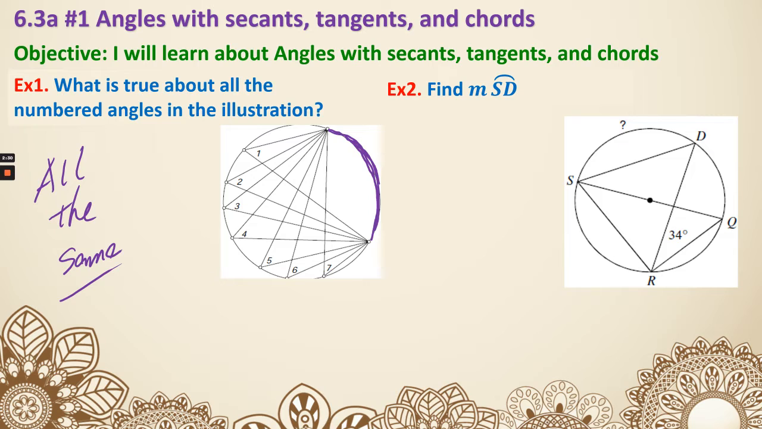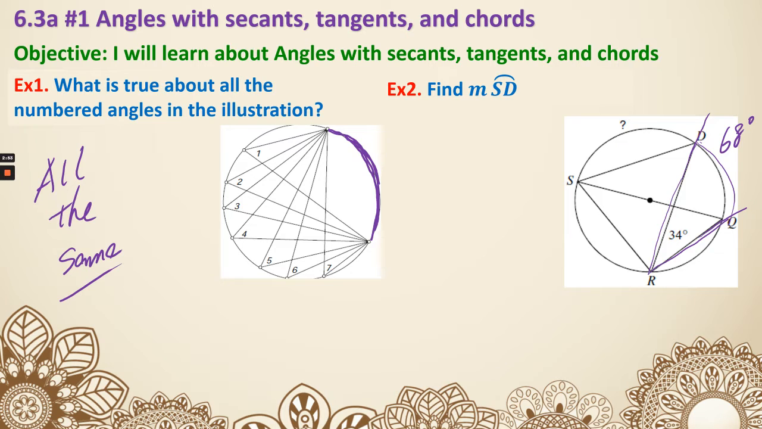That's example 1. Example 2, find arc SD. First, we may notice that because this is an inscribed angle facing this arc DQ, there's also this angle that's facing arc DQ. So we would know that is going to be 34 degrees. And if that's 34 degrees, well, I take it back. We actually don't need that.